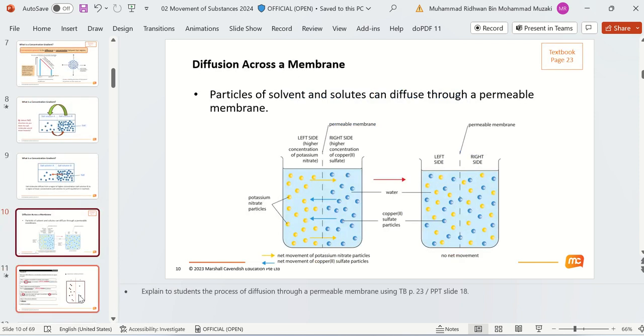So, another example. On the left hand side here, we have a lot of potassium nitrate. On the right hand side, you have a lot of copper sulfate. In terms of the net movement of copper sulfate, there will be a net movement of copper sulfate from right to left. Whereas since potassium nitrate is higher on the left hand side, there will be a net movement of potassium nitrate from the left to the right. Again, I would like to emphasize the term net movement. It means overall there is more movement in a particular direction.